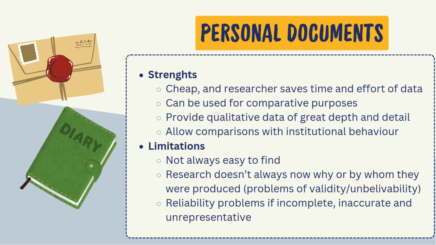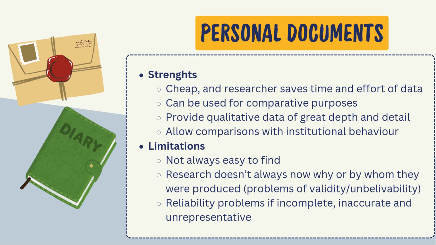So personal documents include things like diaries, newspapers, and letters. The strengths are that they're cheap and they save time and effort, because again, they're a secondary source of data. That's the same thing with all of them. They can also be used for comparative purposes, particularly with what individuals thought at the time and institutions. So if a researcher investigates documents from governments and then compares them with diaries from people who lived at the time, that can be a really useful comparison.